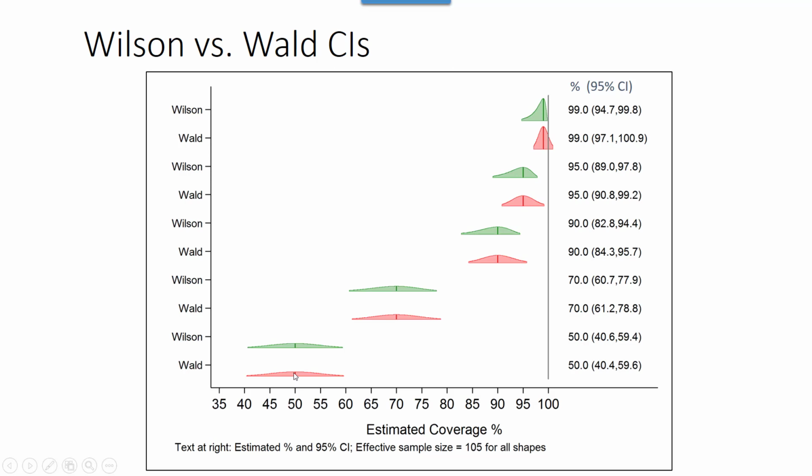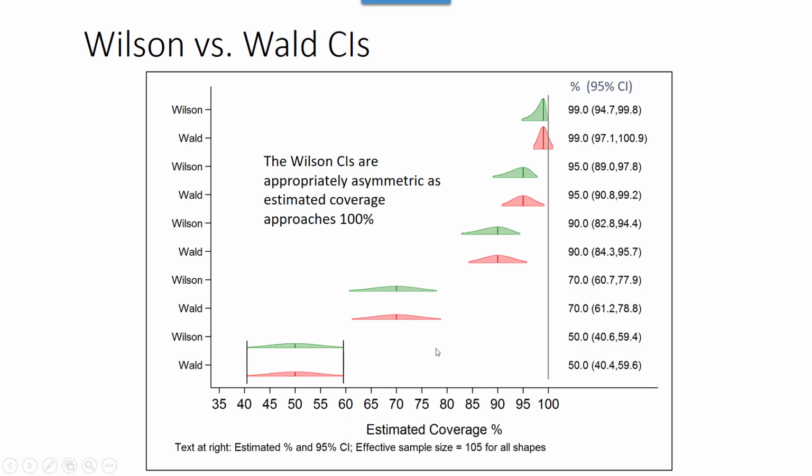And so we have estimated coverage here of 50%, 70, 90, 95, and 99. The estimated coverage appears in this column over on the left. And then the green intervals are Wilson intervals. When coverage is 50%, the Wilson interval is essentially the same as the Wald interval. It's symmetric, and its limits are the same. We can see that by adding these bars here at the tips of the intervals.